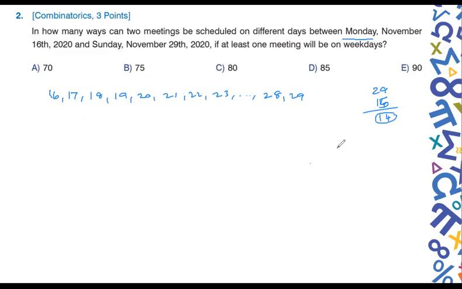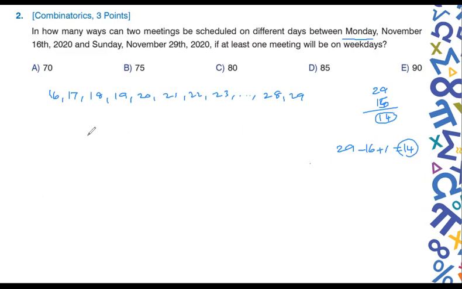Some people may want to do 29 minus 16 plus 1, which is a formula some people make, and that is also okay, but I like this approach. So we have 14 days, which is nice because that's just a 2 week period. Regardless of what day you start, you are going to get every day twice, because twice 7 is 14.